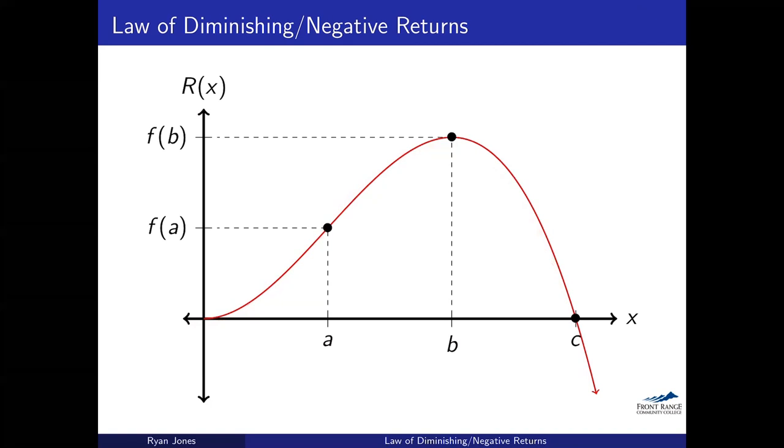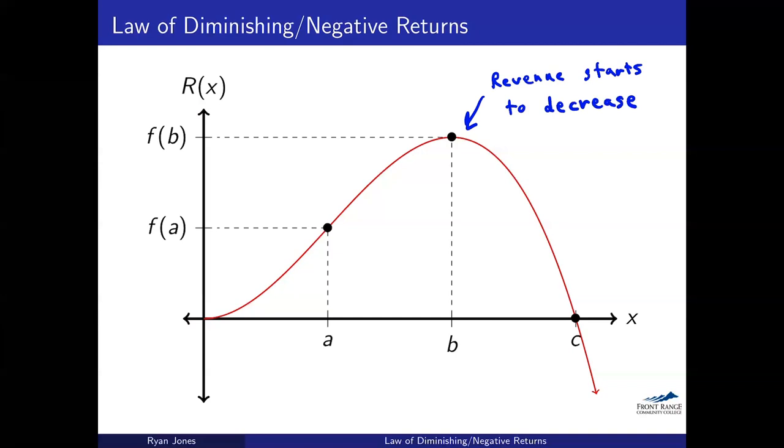I want to start off with the law of negative returns. I'm going to focus on this b coordinate right here, so I've got b comma f of b. At this particular point, we are seeing that my revenue starts to decrease. I explained that a little already, but to go a bit more in depth: as you produce more of your good, your revenue starts to decrease.